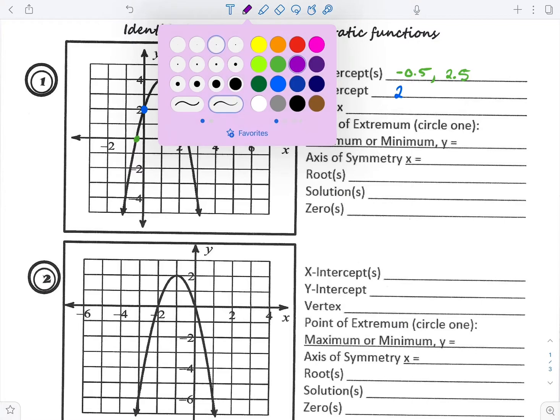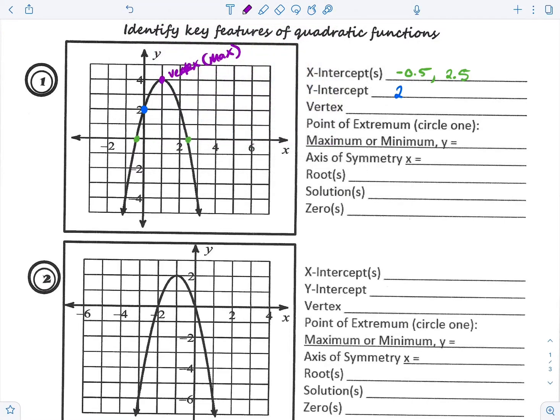Our vertex, we've already gone over and identified it, but let's identify the point. Our x here is 1. Our y is 4, so the point is (1, 4) for our vertex. And then it says the point of extremum, circle one. Well, we've already said it's a maximum point. Extremum just means how high or how low it goes. In this situation, it reaches a max. And at the bottom, there's no end. It continues to negative infinity because of the arrows.